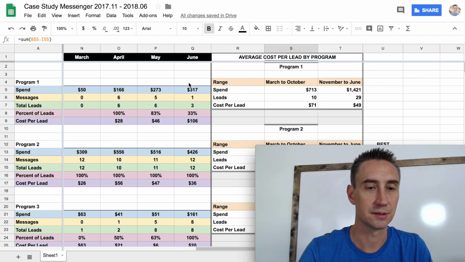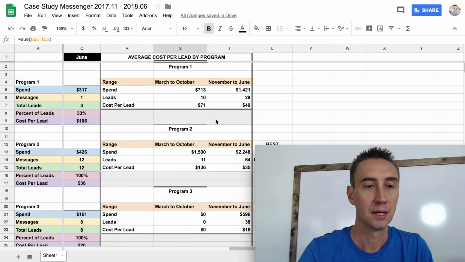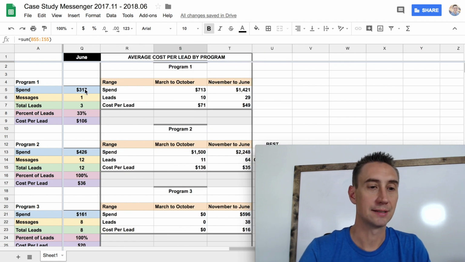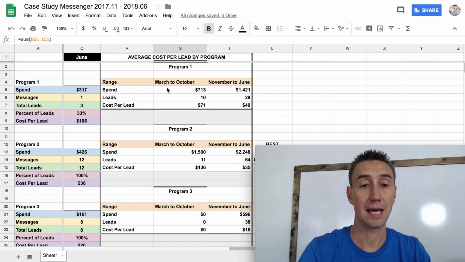Sorry, I was just pulling up one column. This is an aggregate of previous months. Sorry, that was the month of June. It has the spend for the month, the number of messages, leads, and so forth. Then we have it all aggregated over here on the right, and there are 6 different programs. On the right-hand side, we have the number of leads prior to using Messenger, and then the number of leads after using Messenger.